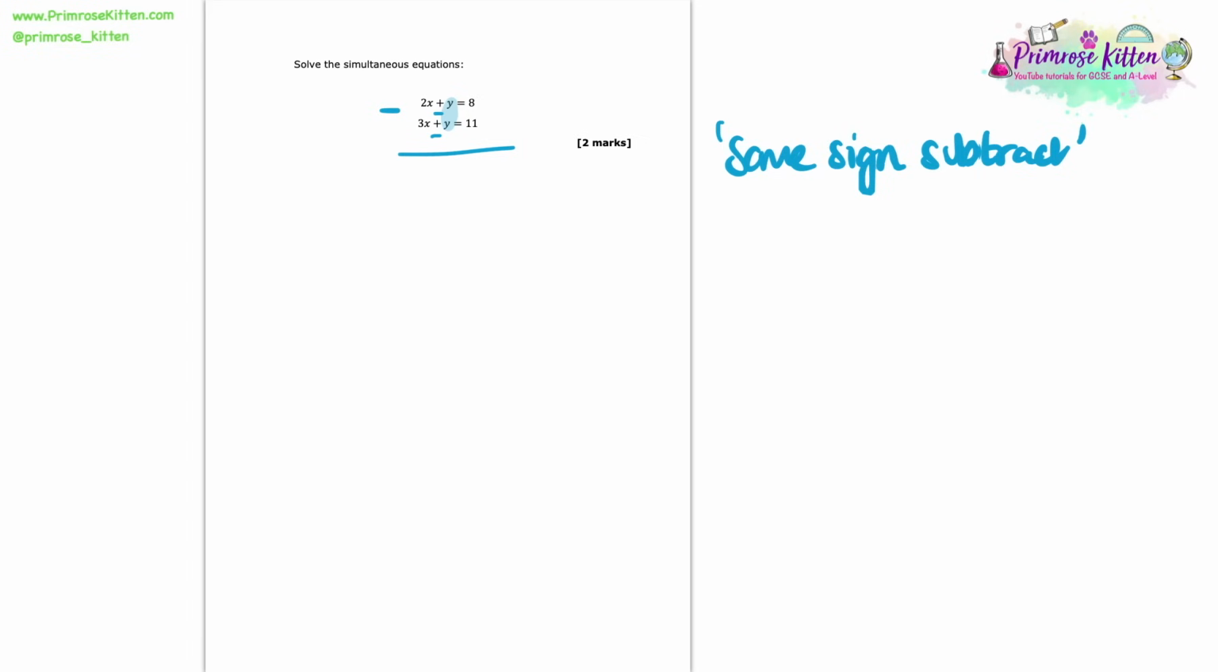So I'm going to start by saying, well, what is 2x minus 3x? Well, 2x minus 3x leaves us with just minus x. Y minus y is, of course, 0. That's the whole reason why we're doing this. And then we need to ask ourselves, well, what is 8 minus 11? And 8 minus 11 gives us minus 3. So here I can see that minus x equals minus 3, and therefore we can say that x is equal to 3. So we've already got our first part of the answer.